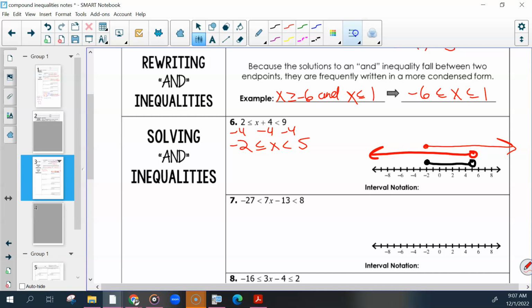The interval notation is still going to be just where they overlap. From -2 to 5. -2 is closed, so bracket. 5 is open, so parentheses. Some of these will have bracket, parenthesis, parenthesis, parenthesis, bracket, bracket. There'll be a mix. What questions do we have on that one?